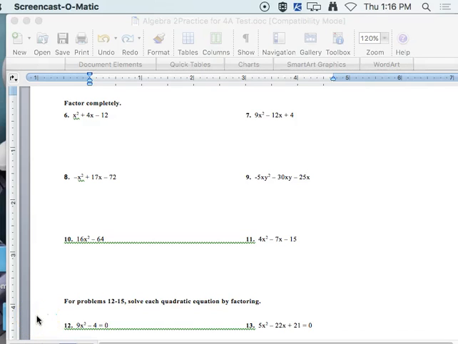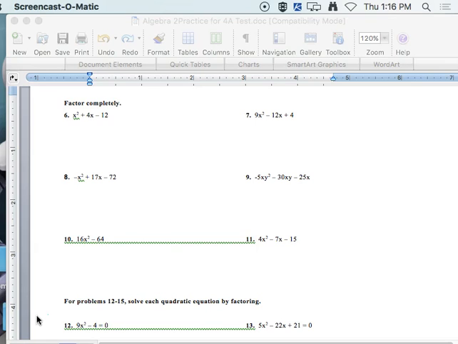This is the practice test for Chapter 4. I guess it would be called the 4A test because it's on sections 4.1, 4.2, 4.4, and 4.5. And we have factoring and solving by factoring today. And I want to make sure that everybody remembers that there's a difference.